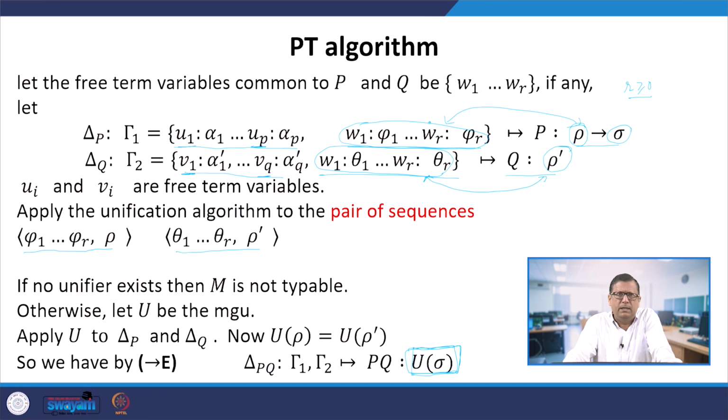Earlier when we studied the most general unifier or the unification algorithm, we were doing unification on a pair of types, say rho and tau. The unification algorithm was applied to this pair of types, and it would return an MGU if a unifier exists, otherwise it will say no. Now we have a pair of sequences, so the algorithm we cannot fit directly.